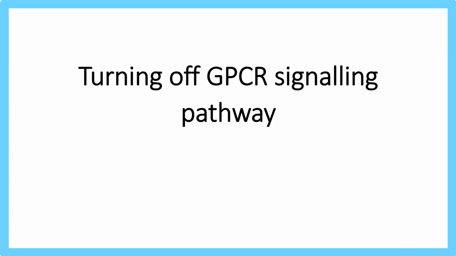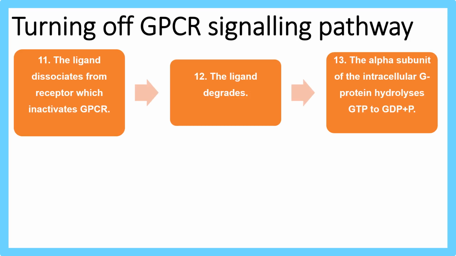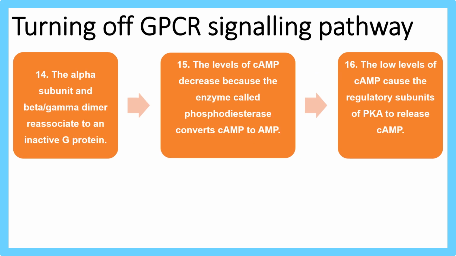So how does the GPCR signaling pathway turn off? This can be achieved whereby the ligand dissociates from the receptor, which inactivates the GPCR. Therefore, the ligand degrades. The alpha subunit of the G protein hydrolyzes GTP to form GDP and Pi, which is the phosphate. The alpha subunit and the beta-gamma dimer join back together and become an inactive G protein, and the levels of cAMP decrease because of the enzyme phosphodiesterase. The phosphodiesterase is what hydrolyzes cAMP to form AMP. And then the low levels of cAMP cause the regulatory subunit of PKA to release cAMP.